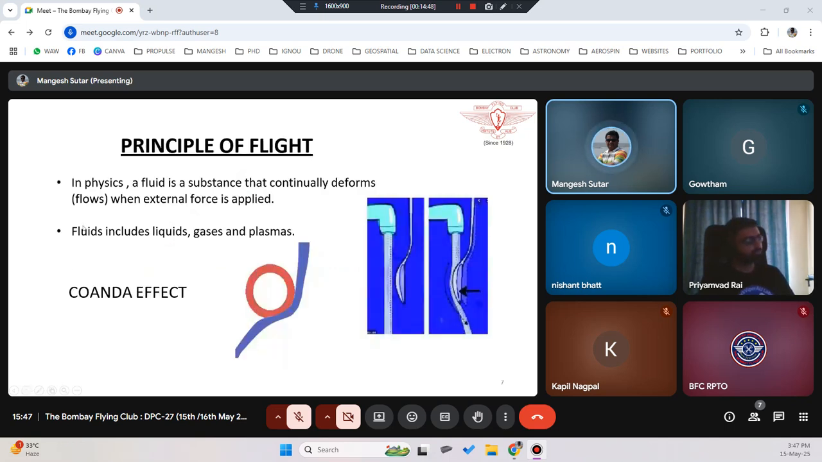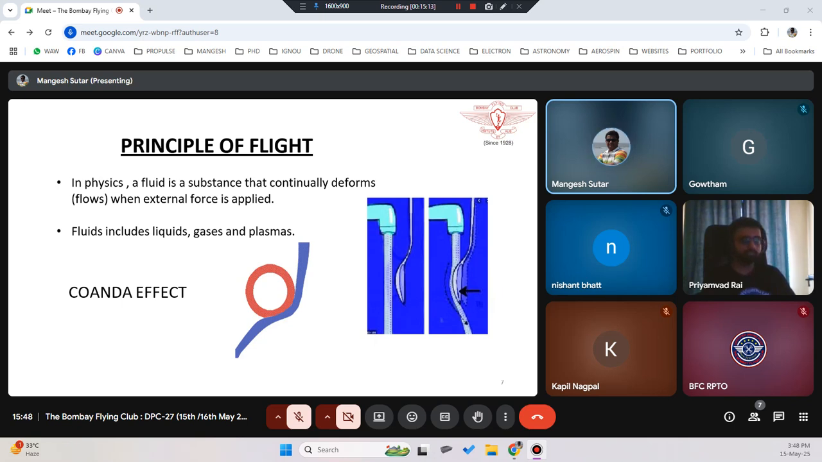Okay, now let's see the principles of flight, how the lift is actually generated. In physics, a fluid is a substance that continually deforms, that is, flows when an external force is applied. Meaning what? A fluid like water or any liquid form will flow. For example, you see a tap in your kitchen. If you open the tap, the water will flow.